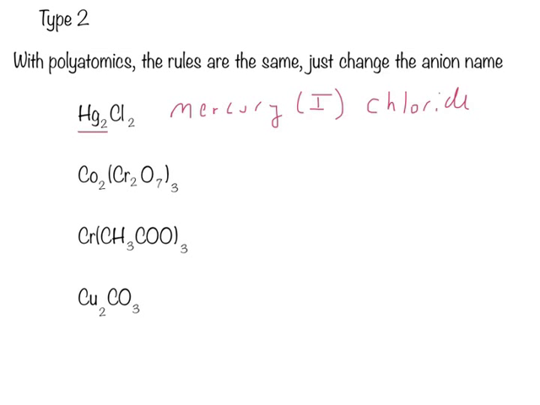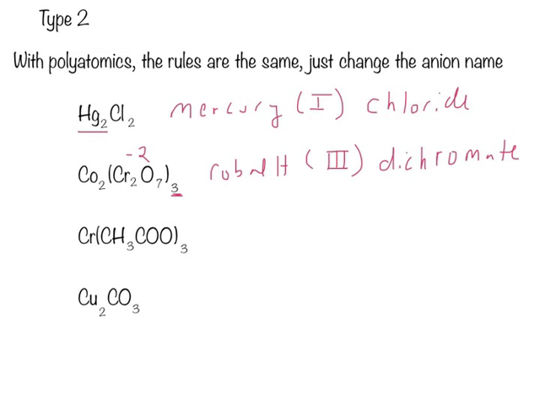So mercury 1 chloride. Next we have cobalt with the dichromate ion, Cr2O7. That Cr2O7 has a -2 charge. So I've got 3 of those -2s. So 3 times -2 is -6. I've got 2 cobalts, so each cobalt must be giving off, that's right, a +3. So this is cobalt 3 dichromate. Cobalt 3 dichromate.